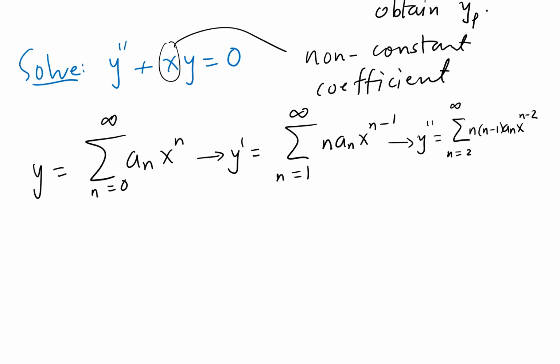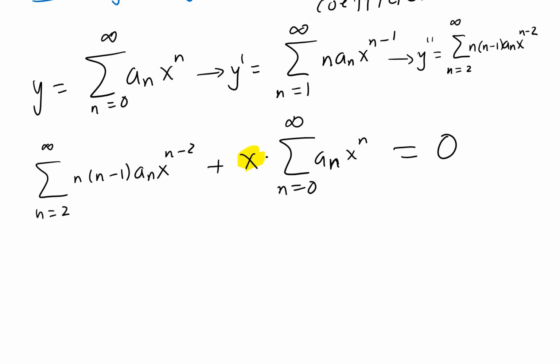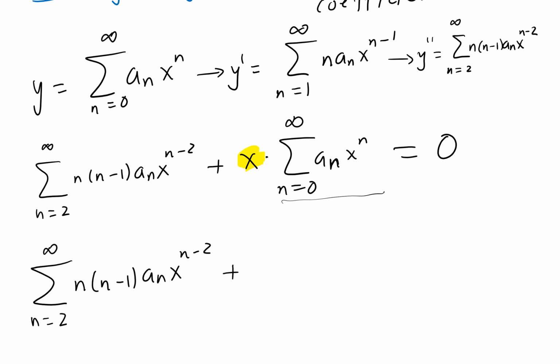So now we substitute y double prime into the given equation. So it's the sum, n goes from 2 to infinity, n times n minus 1, a sub n x to the n minus 2, plus x times the sum of a_n x to the n, n goes from 0 to infinity, and this is equal to 0 from the given differential equation. The first thing I see here is, what is this x doing here? Because this series converges, we can multiply x by every single term. Another way to do this is to just bring it inside. When you bring it inside, you're now multiplying x times x to the n, so that becomes x to the n plus 1 by adding the exponents.